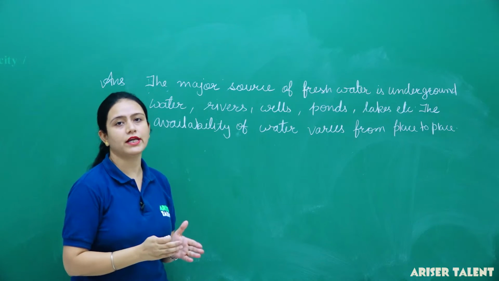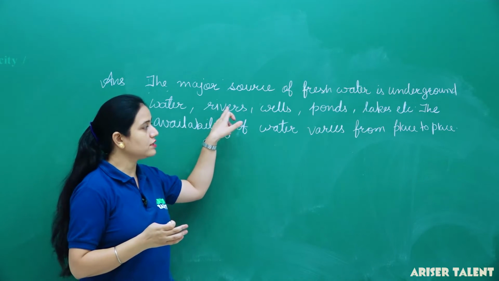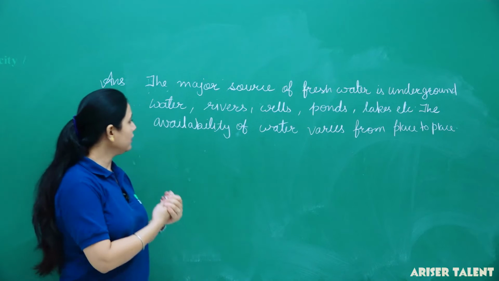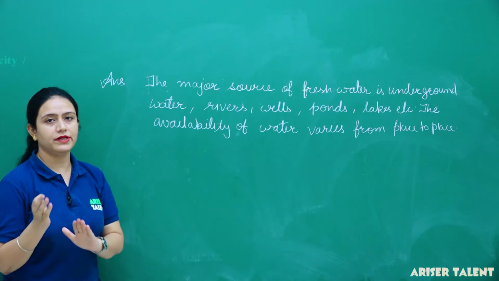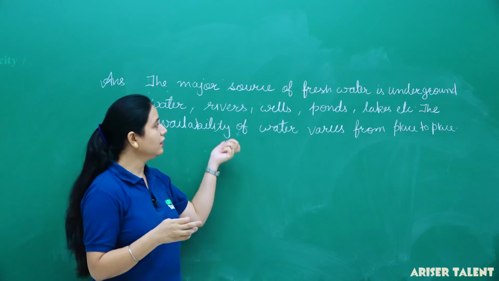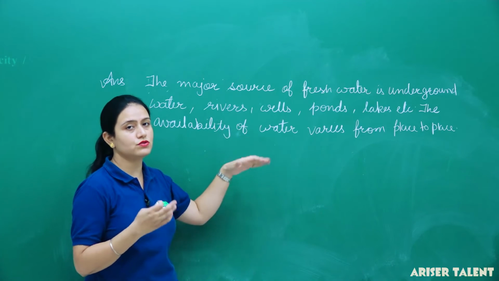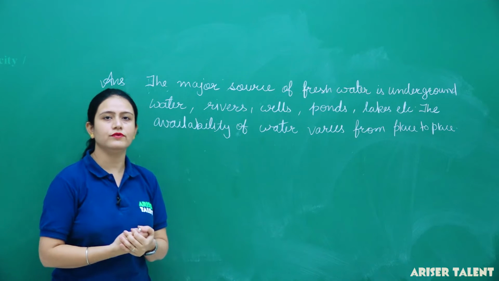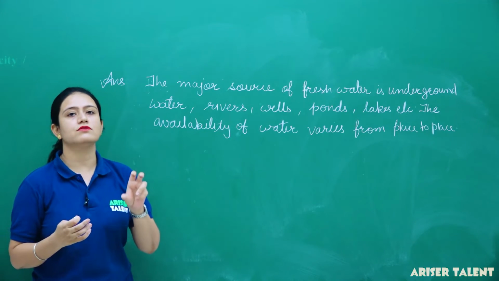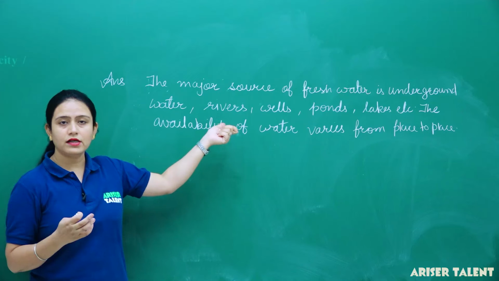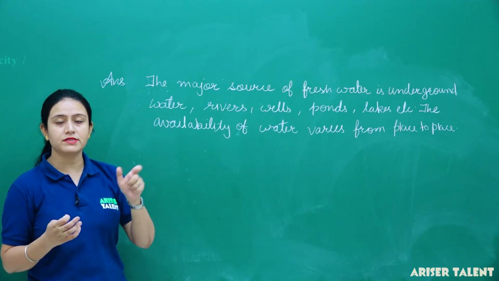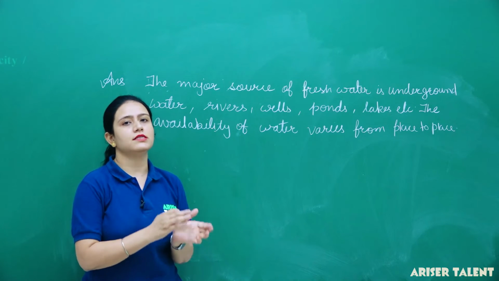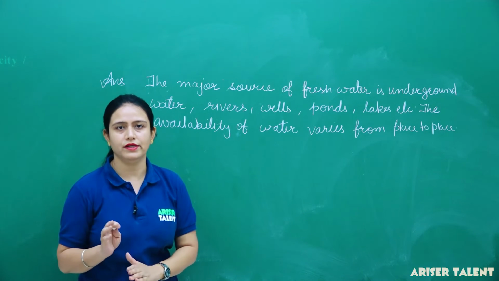Beside it, we can get the water from the rivers, wells, ponds, lakes, etc., like reservoir forms also. And the availability of water varies from place to place. Sometimes it happens that some places get many rivers, so they can get the water from the rivers. Some places have tube wells, they can get the water from the tube wells. So thus we can say that we have a source of fresh water, that is underground water, but beside it, we can get fresh water from the rivers, wells, ponds, etc. And this availability differs from place to place. Clear?